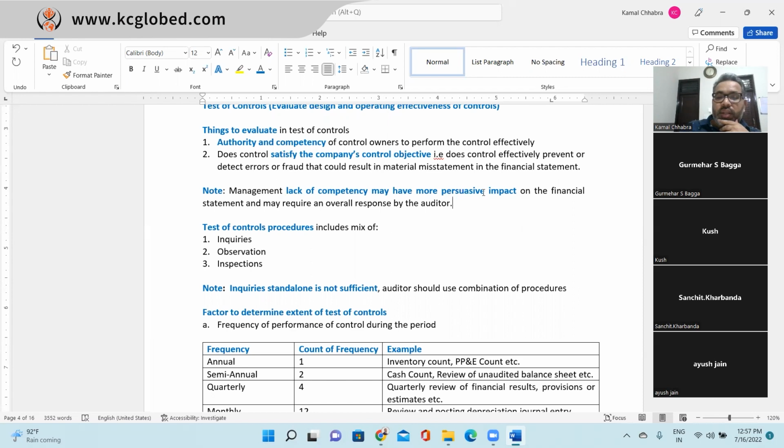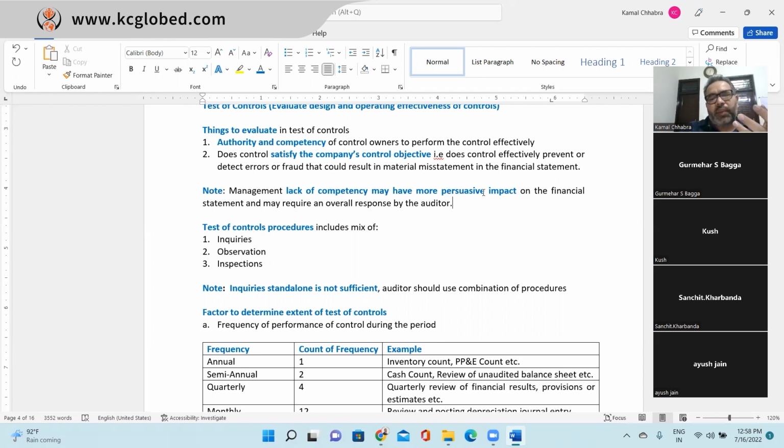Inquiry standalone is not sufficient. An auditor uses a combination of the procedures. So for test of control, if you're just doing inquiry, that is not sufficient. You have to do inspection or observation or a mix of inspection, observation, and inquiry procedure, right?